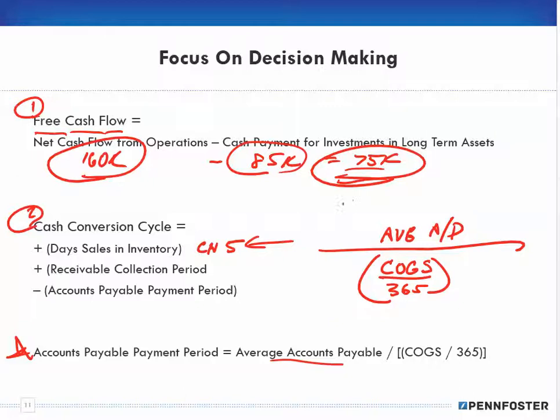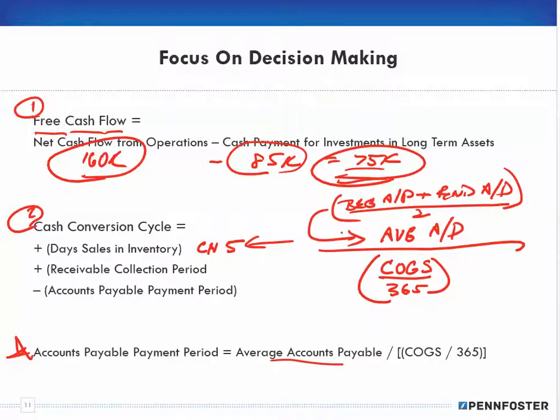My average accounts payable, remember, is the beginning accounts payable plus my ending accounts payable, and that's all divided by 2. That's how I get my average. And you should be familiar with that from the previous chapters. I don't remember exactly where, but I went through the spiel on how to calculate the average. So this really shouldn't be anything new.